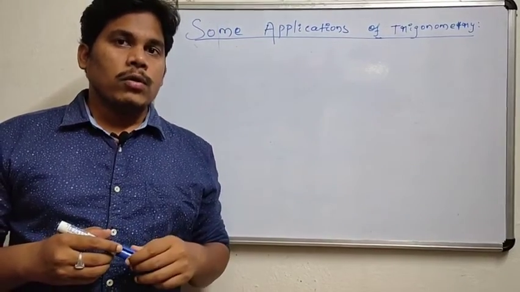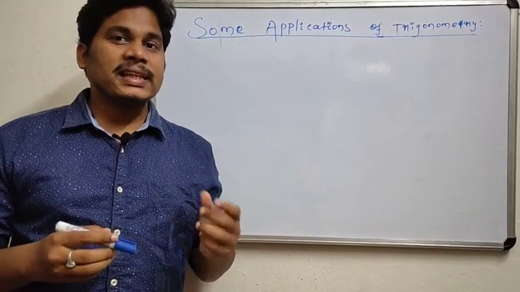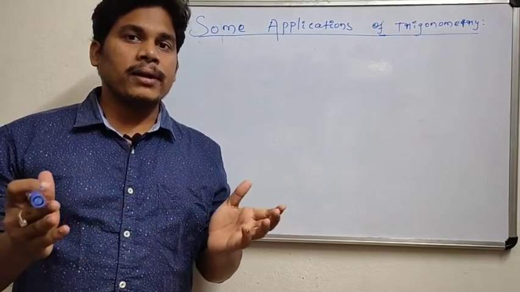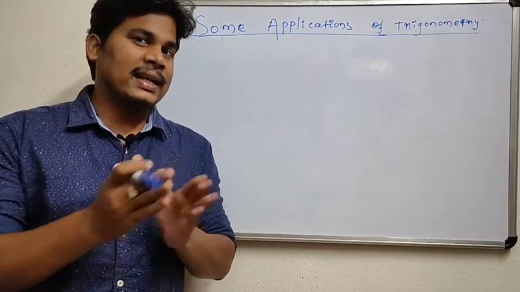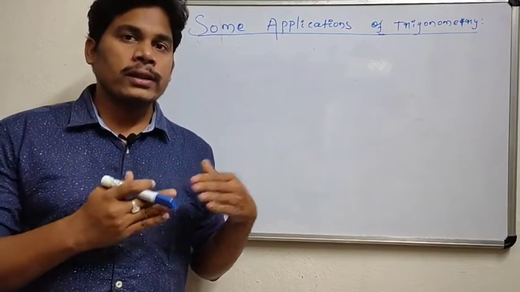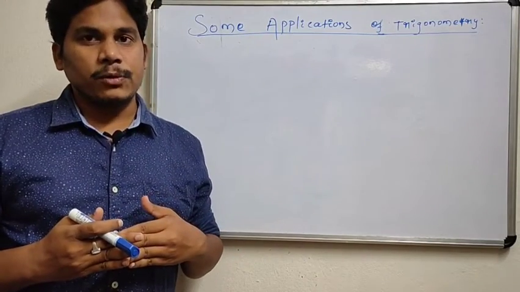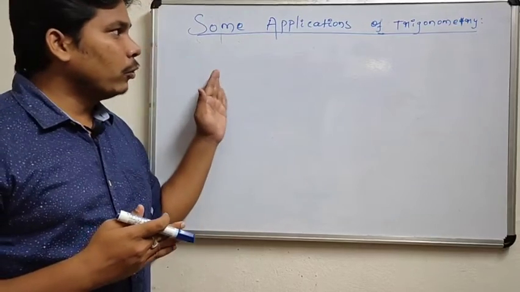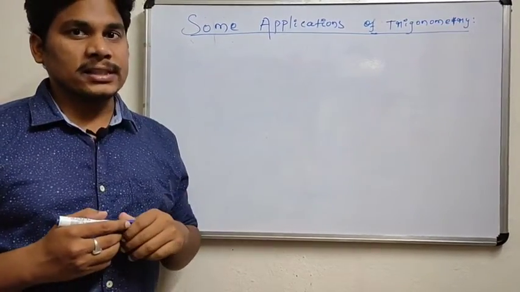We all know what the ratios are. A ratio is nothing but the relation between the angle and the side. And we know that there are 6 ratios which you have already studied in the 8th chapter of your mathematics textbook. And hence, now we'll go to the concepts of the application of trigonometry.